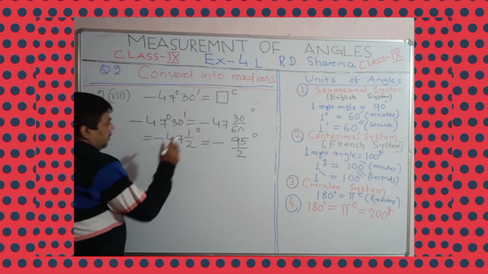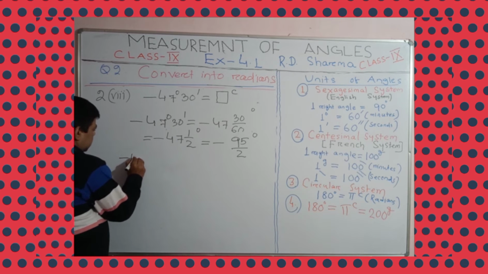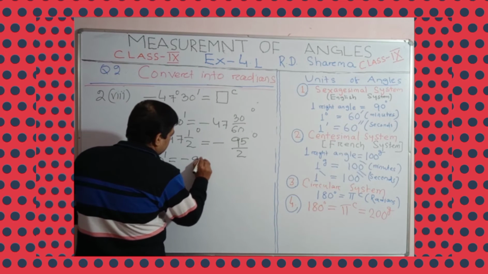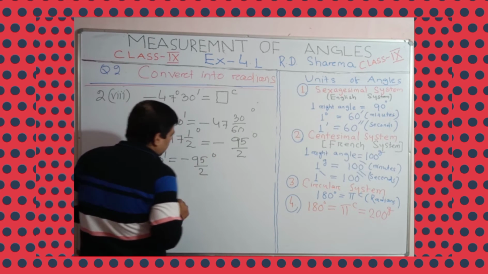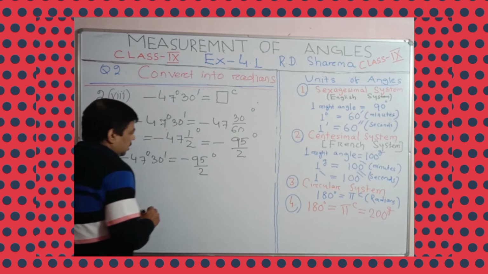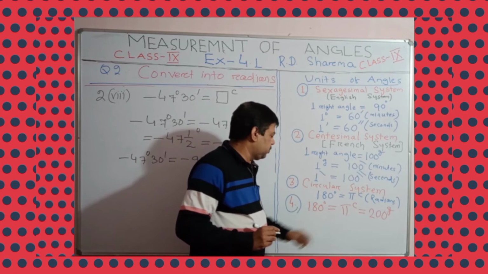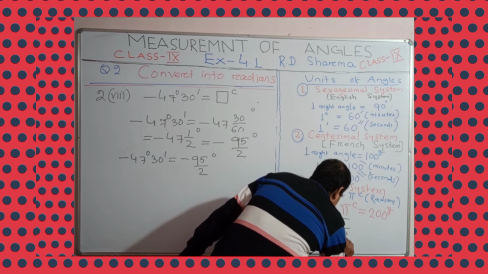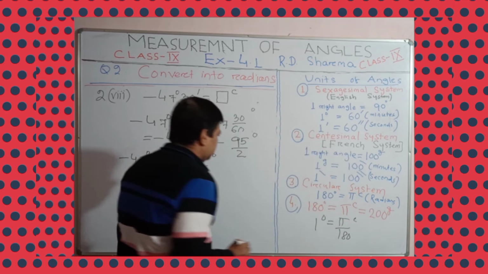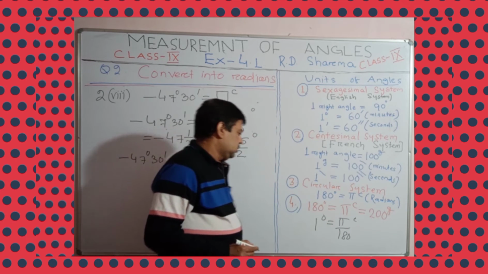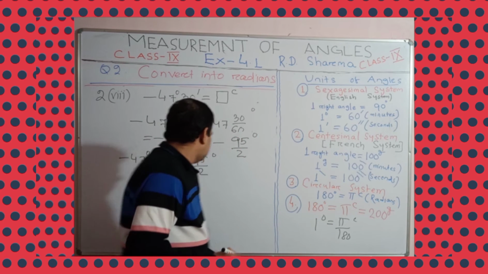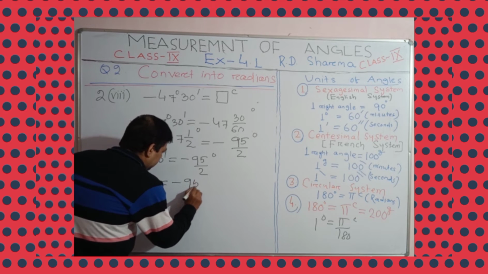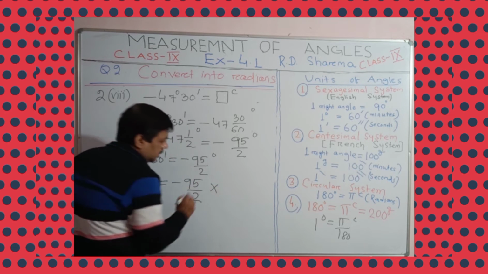Now this 95 by 2 degree, now you see, minus 47 degree 30 minute is equal to minus 95 by 2 degree. And very simple, we know 180 degree is pi radian, and 1 degree is equal to pi upon 180 radian. So directly you can convert if the angle is given. Similarly minus 95 by 2 degree, directly you can do minus 95 by 2 into pi upon 180 radian.